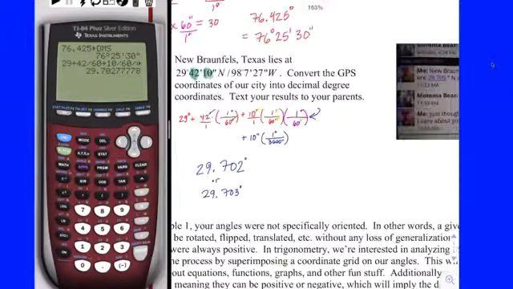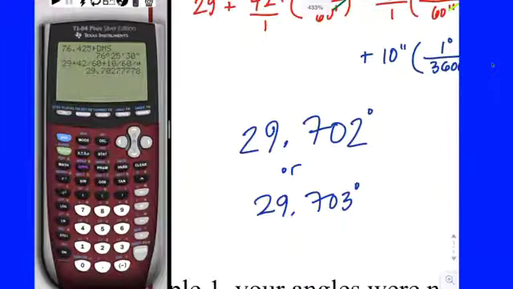Oh, yeah, yeah, we'll get to that. We'll get to that. Yeah, it does give you the answer. You're right. And luckily, we get the same answer as what's in the text over there. So New Braunfels lies at 29.702 or 703 degrees north.